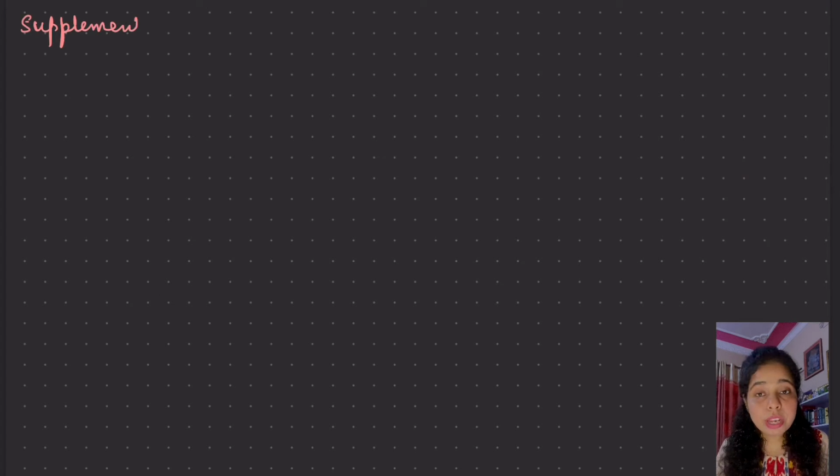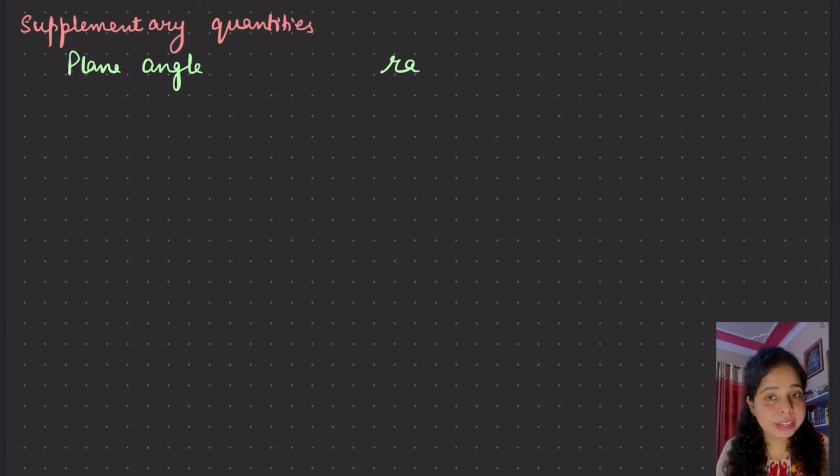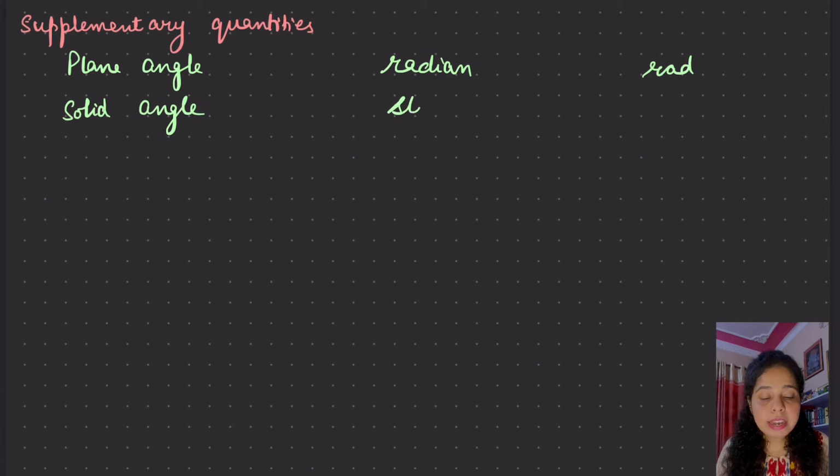But we also have the units of supplementary physical quantities. The supplementary physical quantities are, number one, plane angle, and the unit is radian. It is represented by rad, and it should be written in small letters. Then we have the second supplementary quantity, that is solid angle. Its SI unit is steradian, and it is represented by sr, capital S, small r. So this is the symbol for the steradian.